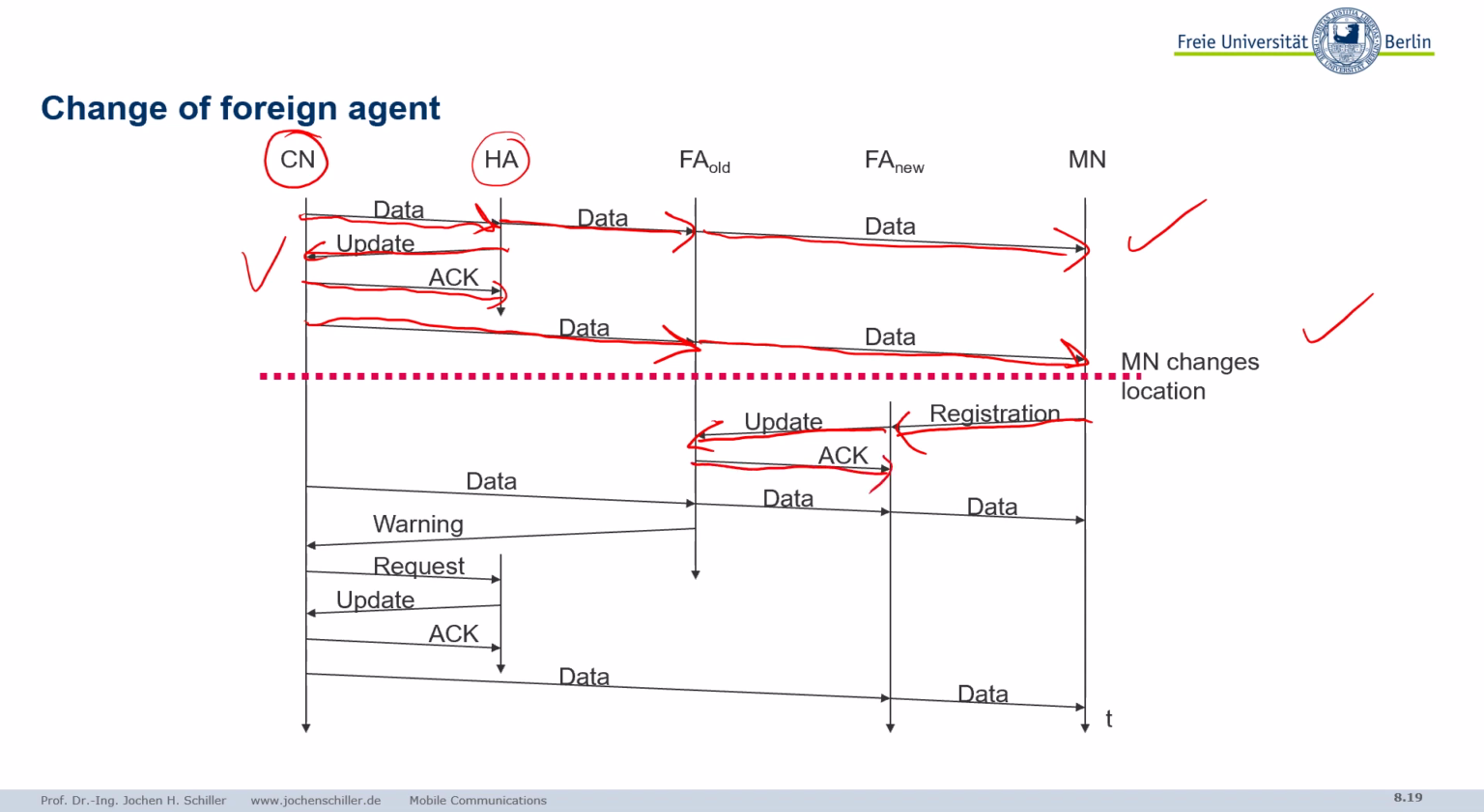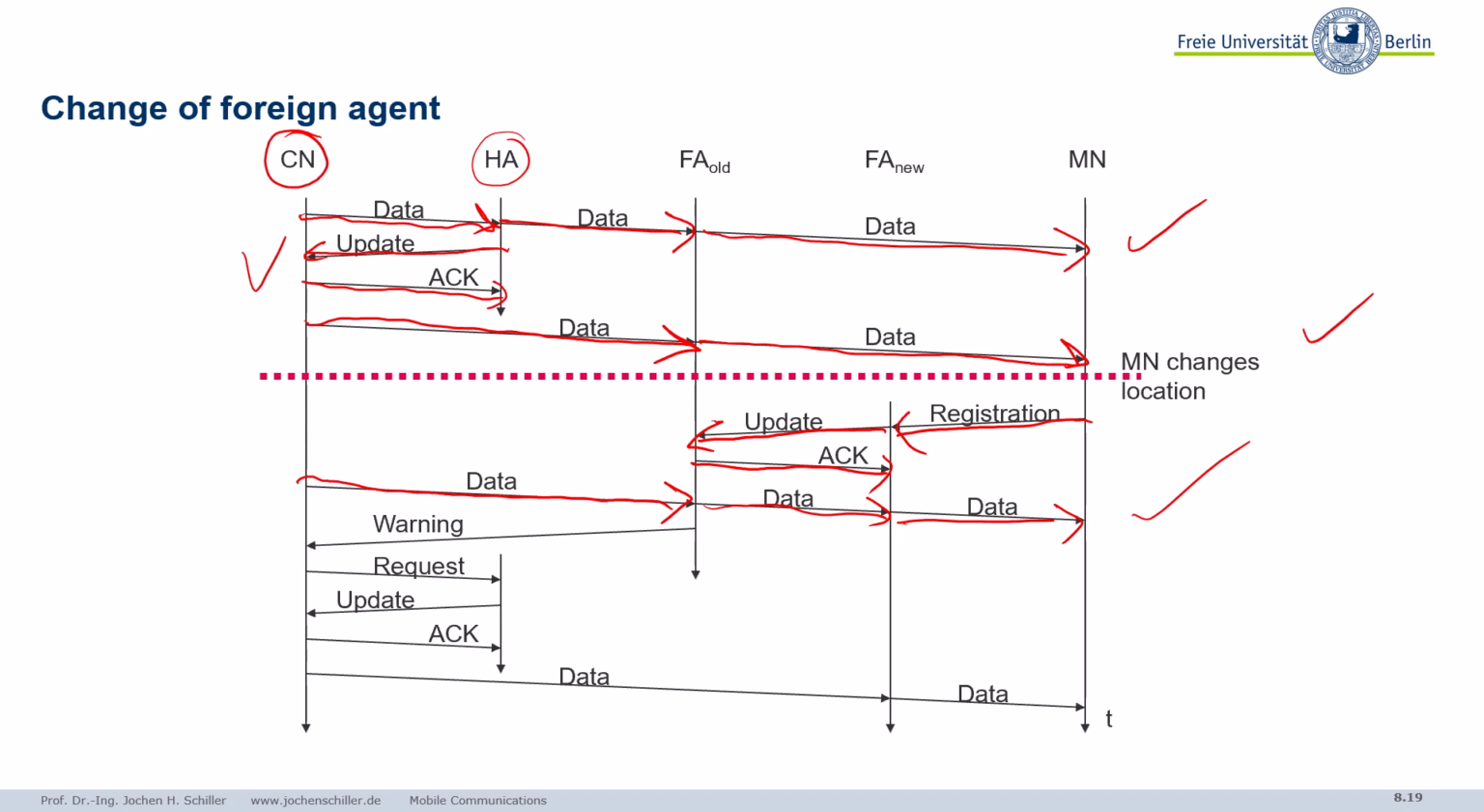So now the old foreign agent knows where you are at the new foreign agent, but not the correspondent node. So the correspondent node, there might be still some data in flight, some packets, and they will reach the old foreign agent. And now, to make the handover lossless, remember LTE lossless handover, that was also one of the schemes there, you will forward this data from the old foreign agent to the new one, which forwards it to the mobile node. So no data is lost.